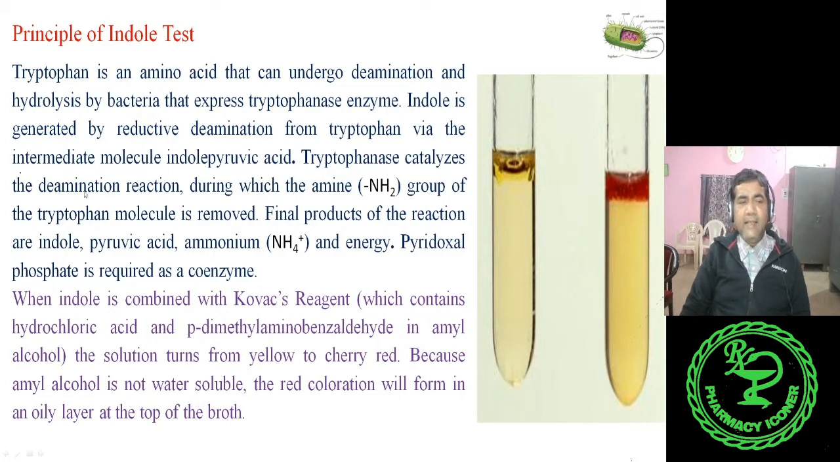Tryptophanase catalyzes the deamination reaction, during which the amine group of the tryptophan molecule is removed. Final products of the reaction are indole, pyruvic acid, ammonium and energy. Pyridoxal phosphate is required as coenzyme. So what is done?